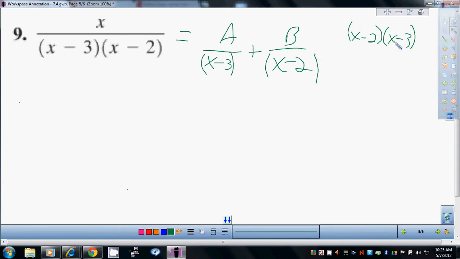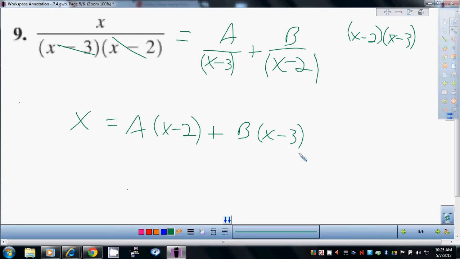So if I multiply this by all the way across, first off, let's start on the left. If I multiply this times this, both are going to cancel, and you're left with x. If I multiply this times this piece, which piece cancels? x minus 3, leaving you with a times x minus 2. If I multiply this times this one, what cancels? That's right, the x minus 2 cancels, you're left with b times x minus 3. Now we distribute. So that's ax minus 2a plus bx minus 3b.